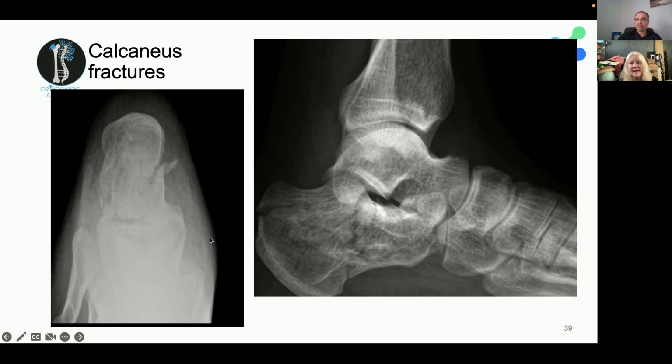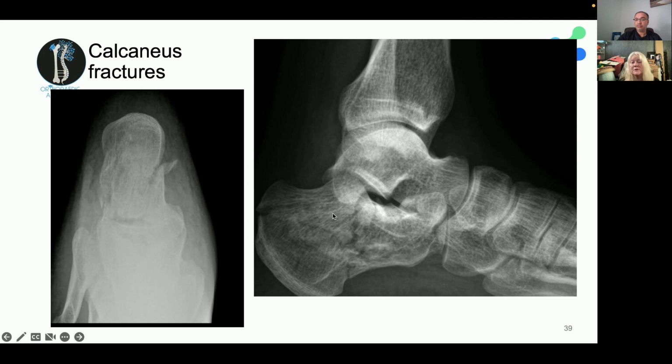Calcaneus fractures, again, one of those things that we usually get a CT scan to better identify. It's a huge range of them, usually a fall from a height, sometimes bilateral, sometimes associated with vertebral fractures. Typical ones are quite fragmented, go into the subtalar joint. Here's that axial view that we talked about earlier. You can see it's gone through here and it's gone through here, and a CT scan will give you a better idea of what you're dealing with.